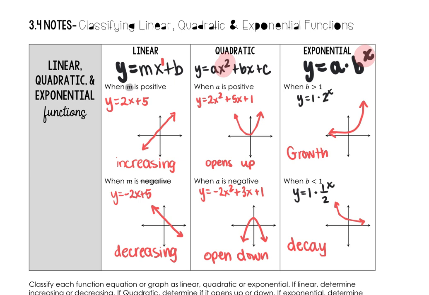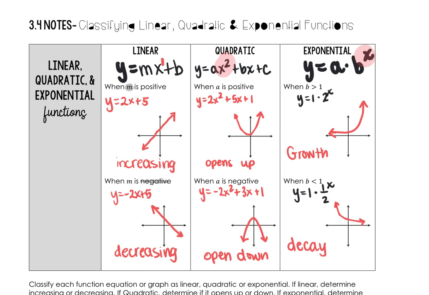And then last one is going to be exponential, and you will know an equation is exponential if x is the exponent. If x is the exponent, it's exponential. Then you will look at this b value. If this b value is greater than 1, it's going to be a growth because it's increasing. If this value that's being raised to this x power is less than 1, like 1/2, then that's going to be a decay because that's decreasing.